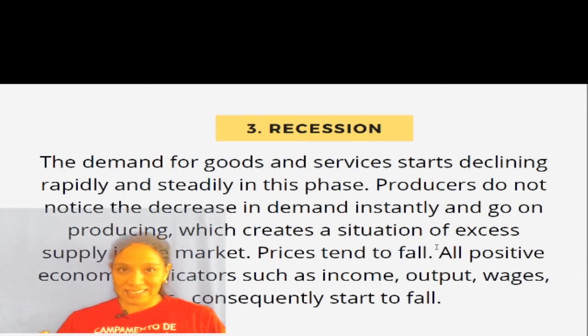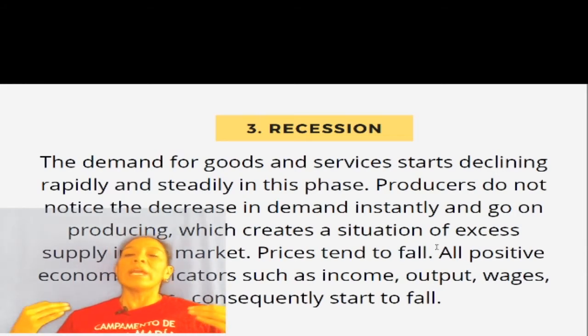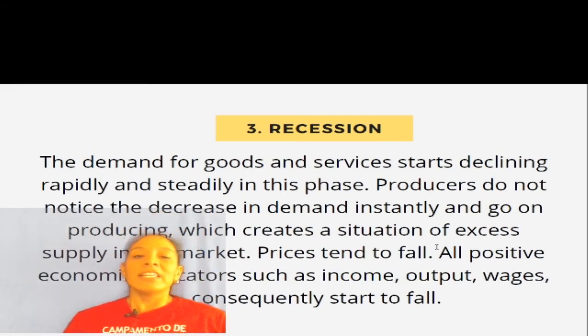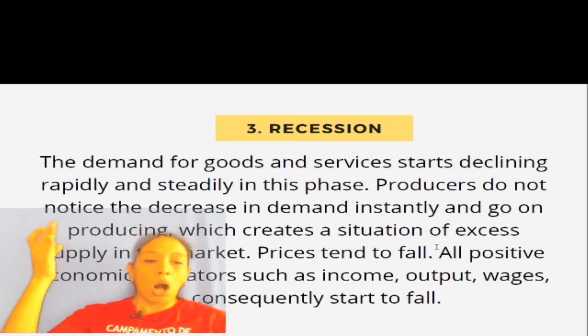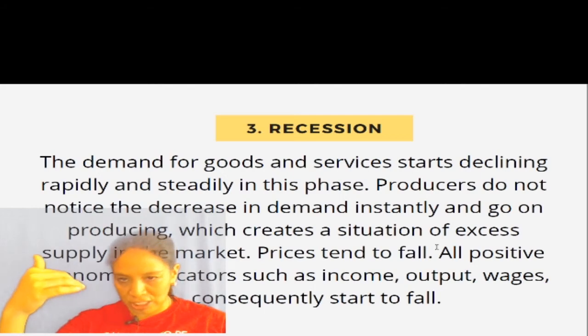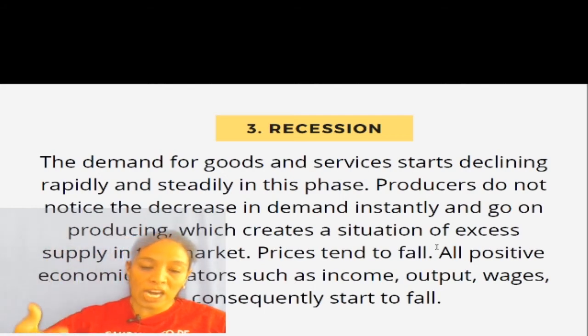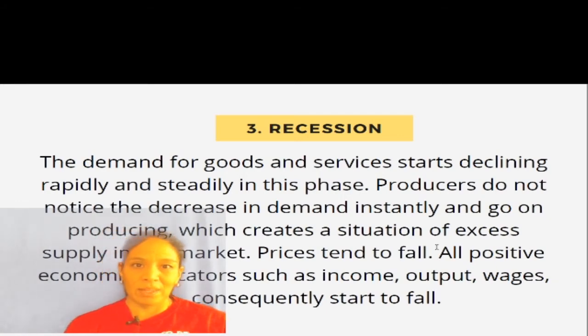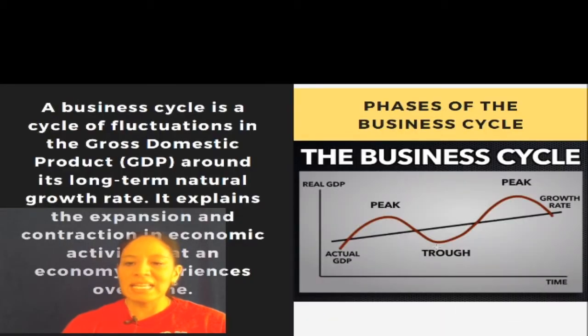If this lasts for more than 6 months, we have a formal recession. If it doesn't last 6 months, then we only have a recessionary crisis. It's different, okay? It's very, very different. And so prices tend to fall. All positive economic indicators such as income, output, wages, etc. consequently start falling down. Okay? And then what goes next is that it starts all over again.